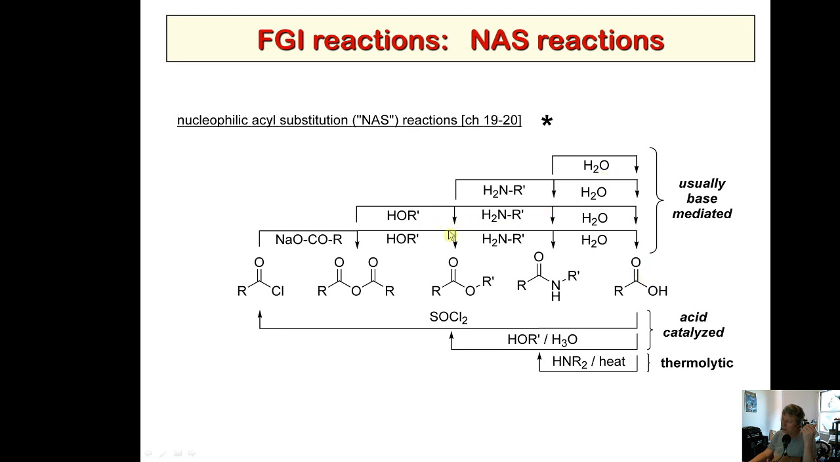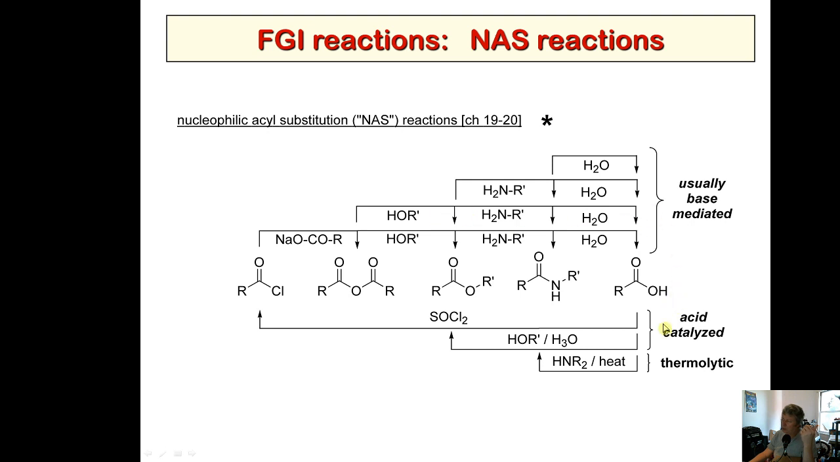Anyway, you can see how this is pretty easy to visualize, right? And as we go from left to right, the reactivity decreases a bit, all the way down to esters and amides, which can be converted back to carboxylic acid. The ester can also be converted to an amide using the amine, and sometimes you have to add a little bit of base or acid to get these to go. But these are called base-mediated NAS reactions.